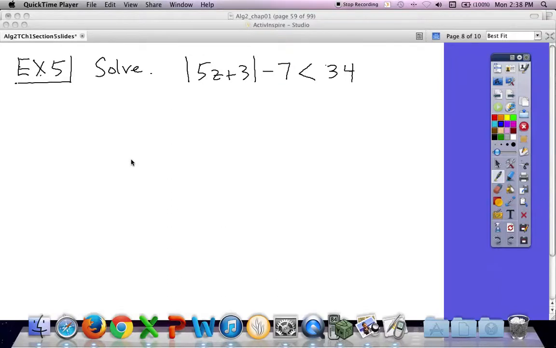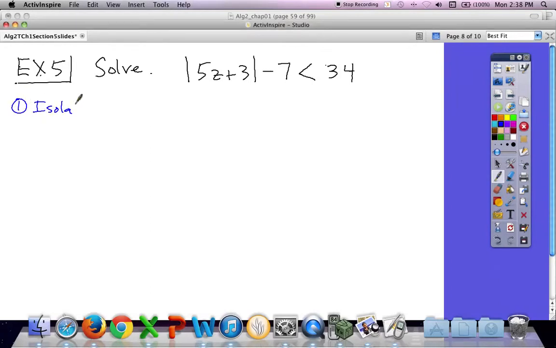Okay, again, first step, whether or not it's an equation, greater than, less than, isolate. This one is not isolated. What do I need to do to isolate it? Add 7. Add 7. Like that. And that's all we have to do.